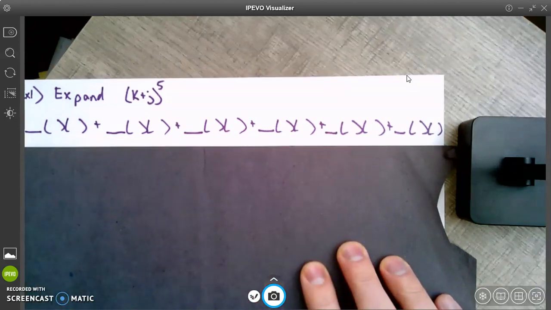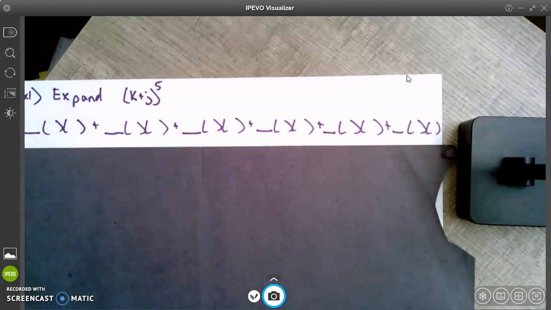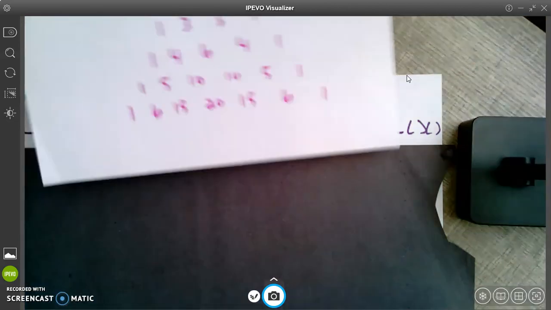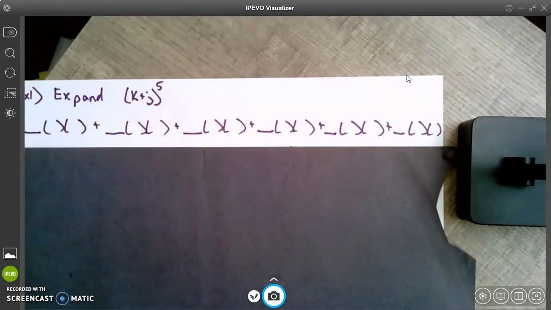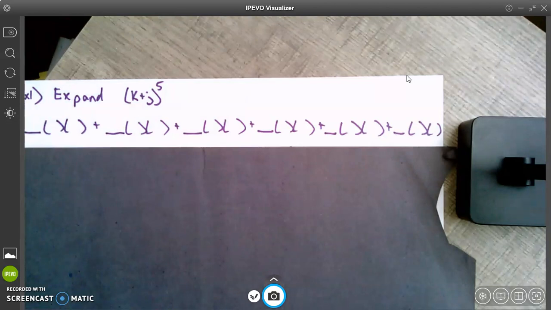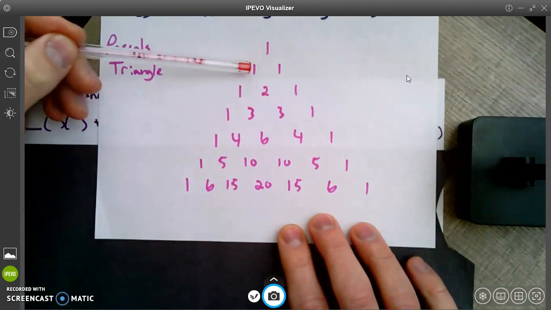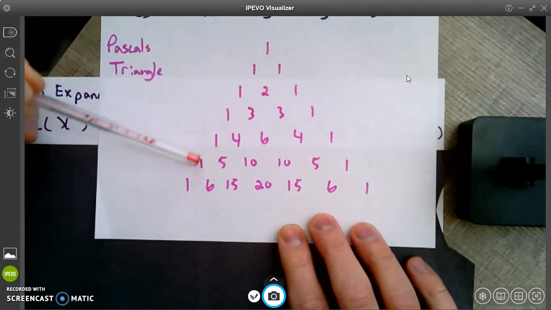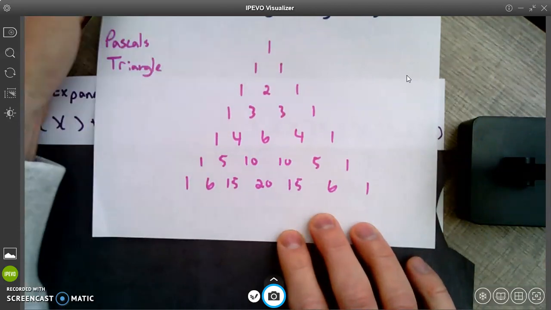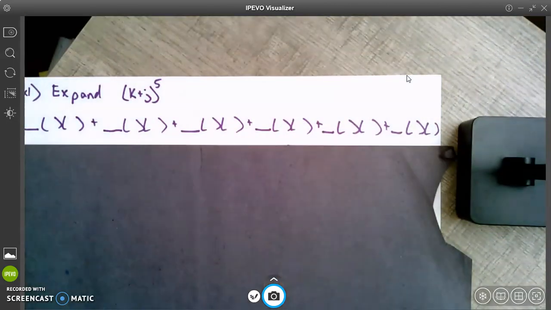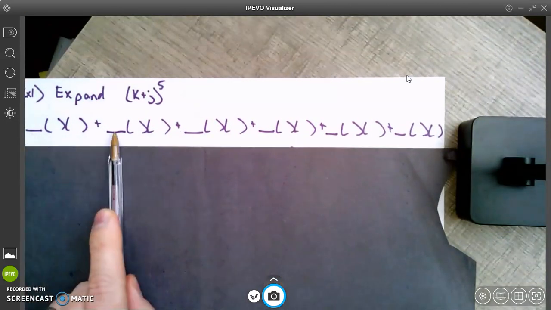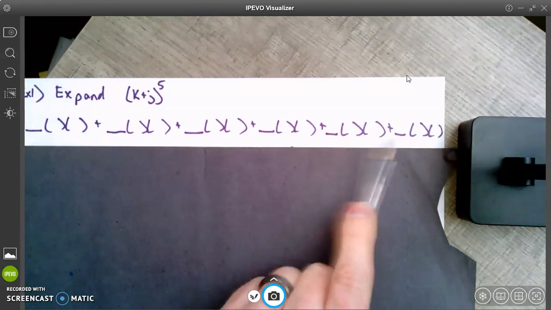Okay? These underlines right here will be the coefficients from Pascal's triangle. So I know this is to the fifth power. So that's the fifth row of Pascal's triangle. And I'm sure I get to this in a second, but 0, 1, 2, 3, 4, 5. It's this one. 1, 5, 10, 10, 5, 1. Let's check it out. 1, 5, 10, 10, 5, 1.